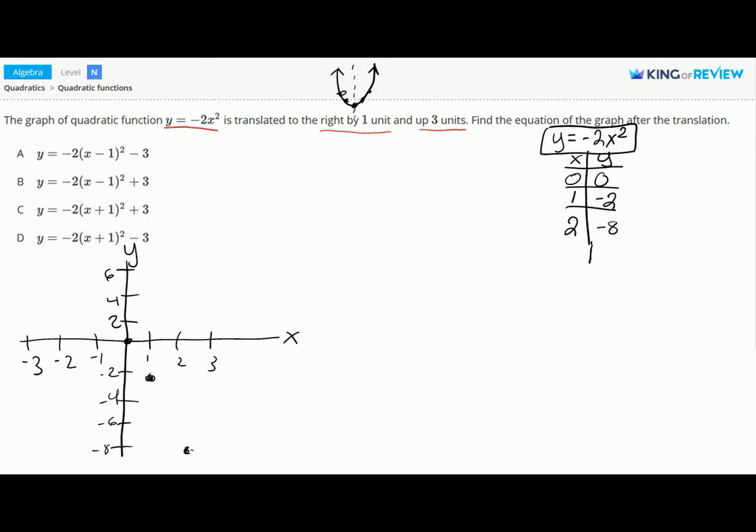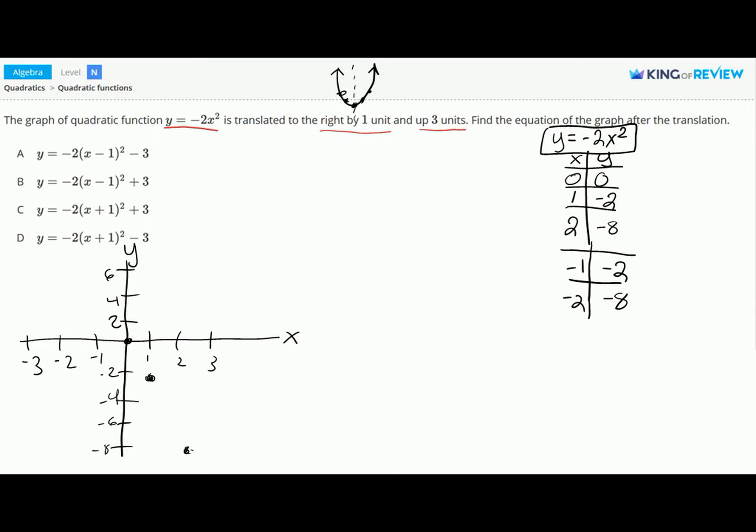Now, if I add a couple of other points so that we could graph the other side of the parabola, I'm going to add in a negative 1 and a negative 2 here. When we plug in these values, when x equals negative 1, we have negative 2 times negative 1 squared. And this will give us a negative 2. And when x equals negative 2, we have negative 2 times negative 2 squared. And this gives us a negative 8.